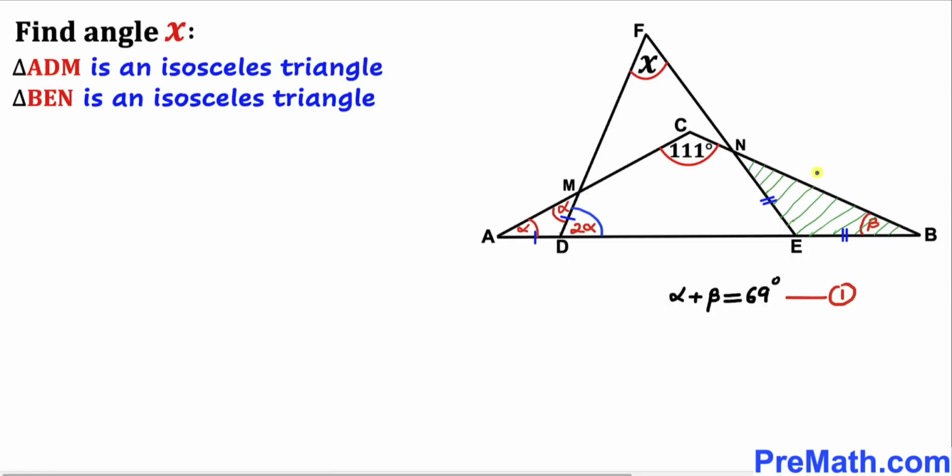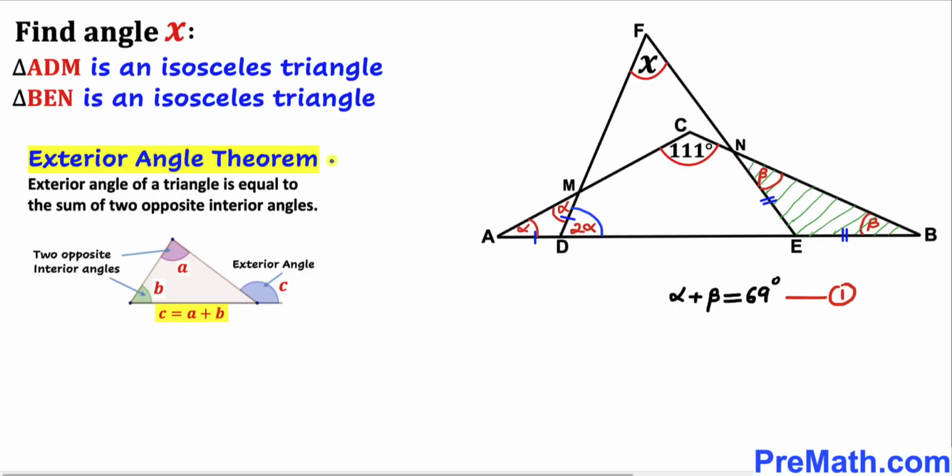And now let's focus on this other triangle BEN. We know that this is an isosceles triangle as well, since this side length equals this side length. So therefore, if this angle is beta, then this angle has got to be beta as well. And now let's recall this exterior angle theorem once again. According to this theorem, if these are our two opposite interior angles, then this angle is going to be our exterior angle, and that is going to be 2 times beta.